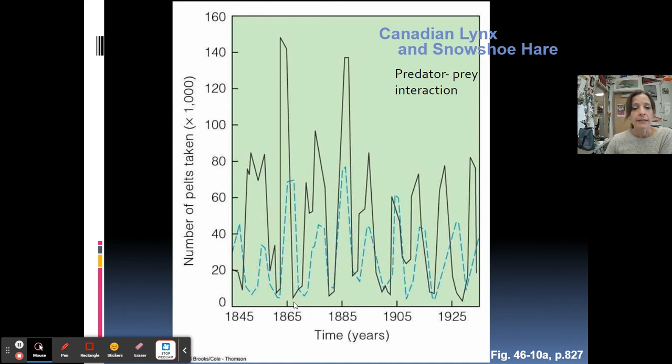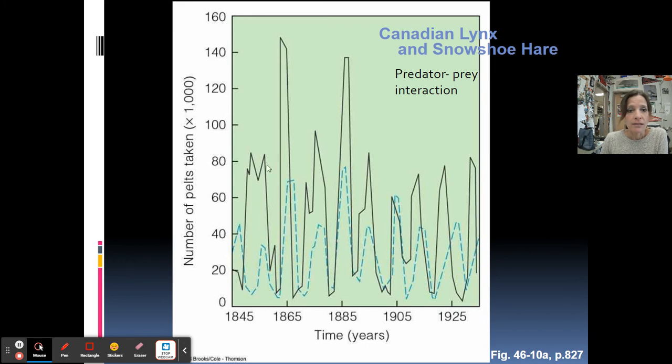This is a picture of the number of pelts taken way back when it was still okay. This is the lynx and the snowshoe hare, and I want you to pause the video and figure out which one is which. What is the black line and what is the dotted blue line? Go ahead and pause the video. Okay, if you said that the dark black line was the prey, the snowshoe hare, and the blue line is the lynx, then you are correct.